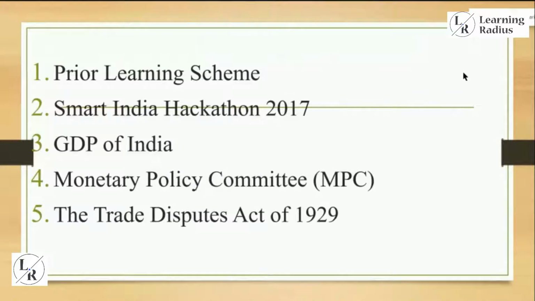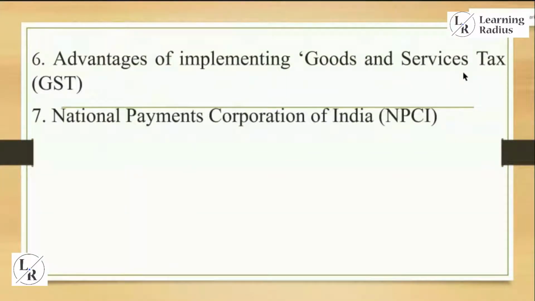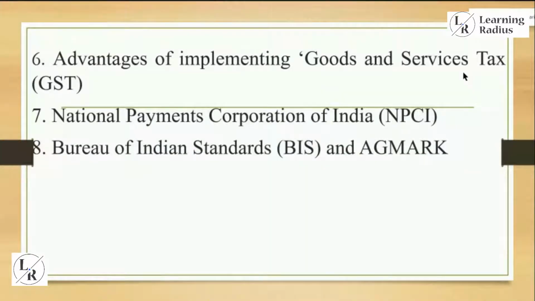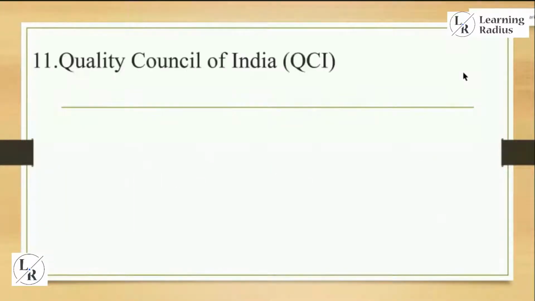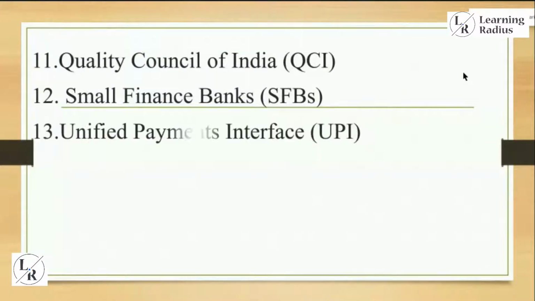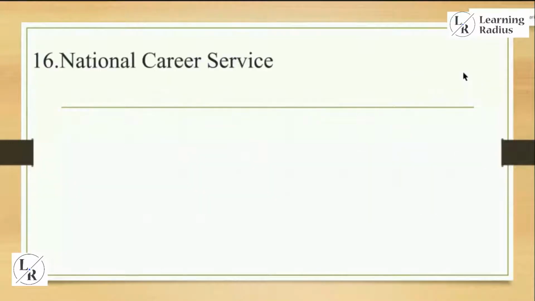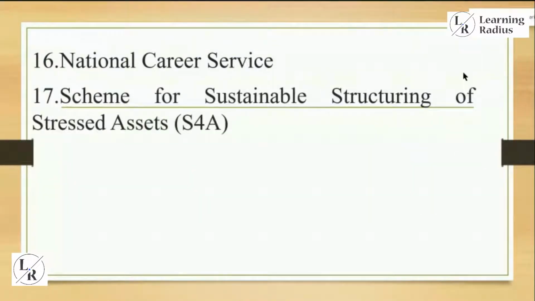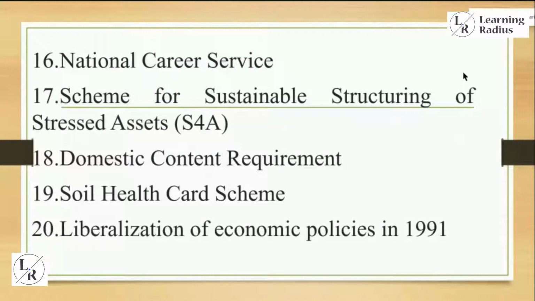So back to our discussion: prior learning scheme, Smart India Hackathon 2017, GDP of India, Monetary Policy Committee, Trade Dispute Act of 1929, advantages of implementing goods and service tax, National Payments Corporation of India, NPCI, Bureau of Indian Standards, BIS and AGMARK, National Agriculture Market Scheme, National Intellectual Property Rights Policy, Quality Council of India, Small Finance Banks, Unified Payments Interface, National Investment and Infrastructure Fund, National Skills Qualification Framework, National Career Service, Scheme for Sustainable Structuring of Stressed Assets, Domestic Content Requirement, Soil Health Card Scheme, Liberalization of Economic Policy in 1991.